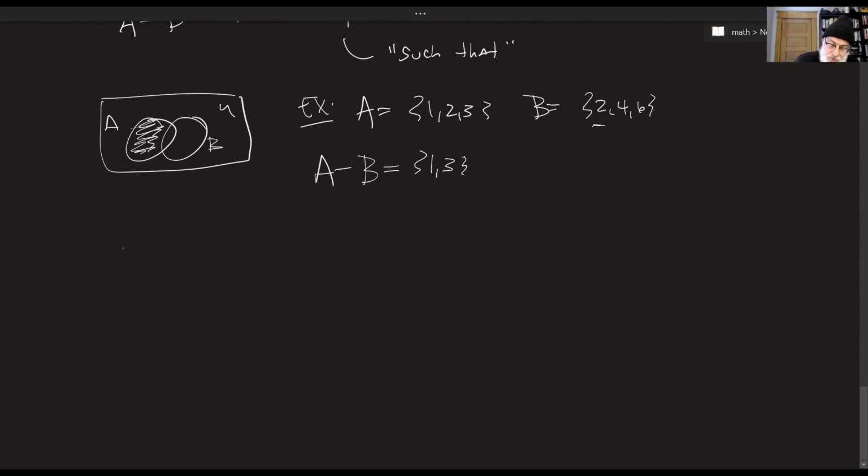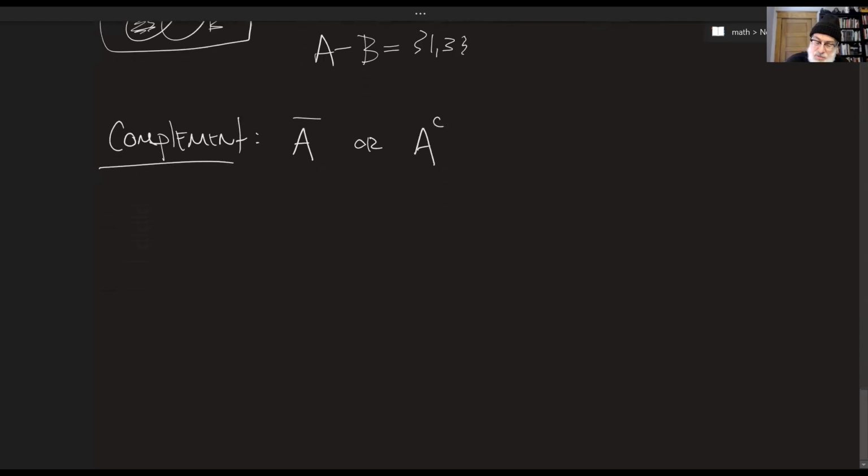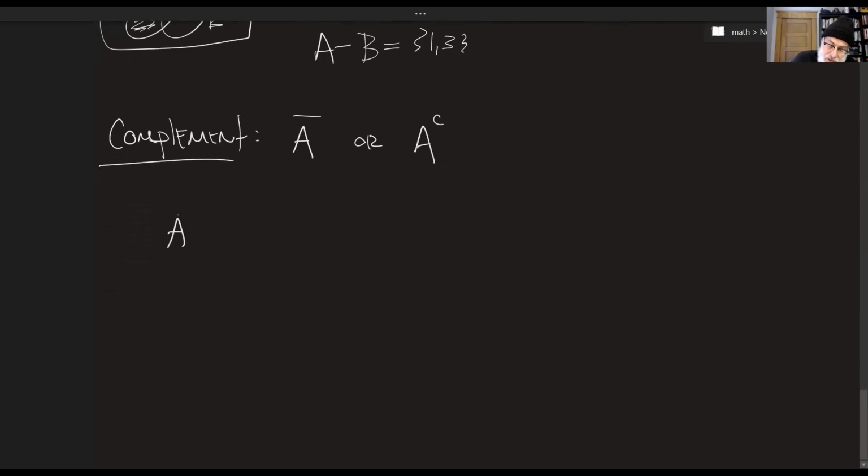Now this will naturally go towards the complement of a set. And we have two notations. We have the A bar, or the A with the C as a sort of power. Now that's not A raised to the C power. That's the complement of A. And it's defined this way. So here again, the universe is important. Not A will be all the elements in the universe such that the element is not in A.